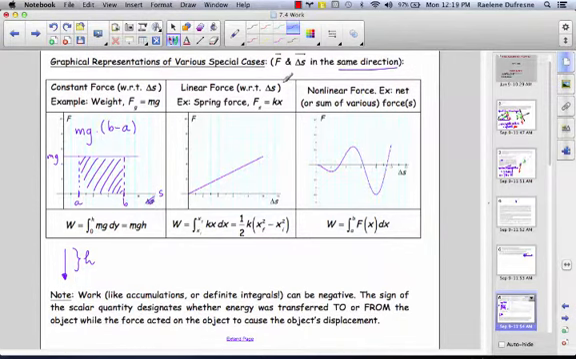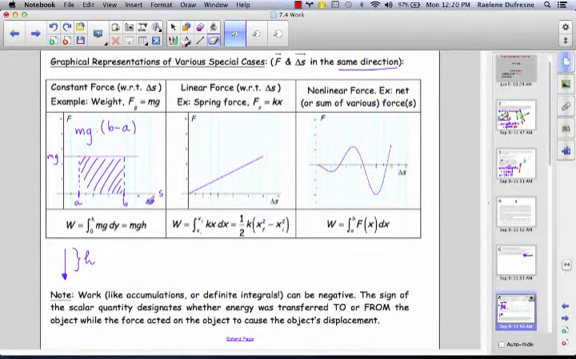Okay, another case is a linear force. So if we have a spring force, technically the spring force is going to be negative kx, and I'll talk about that later, so you should add that in here. But we might be talking about the work done by an object to overcome the spring force, in which case we don't have the negative because overcoming the spring force is in the opposite direction.